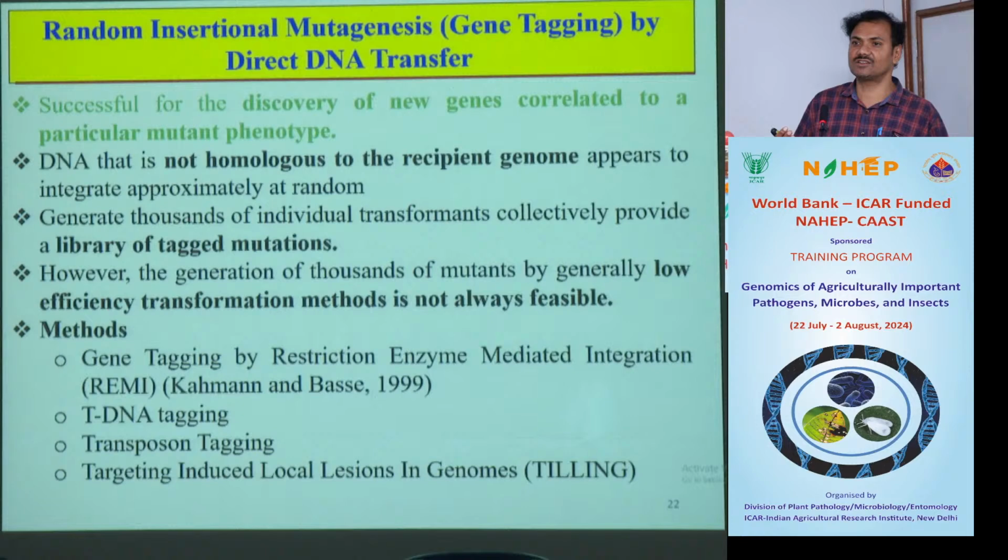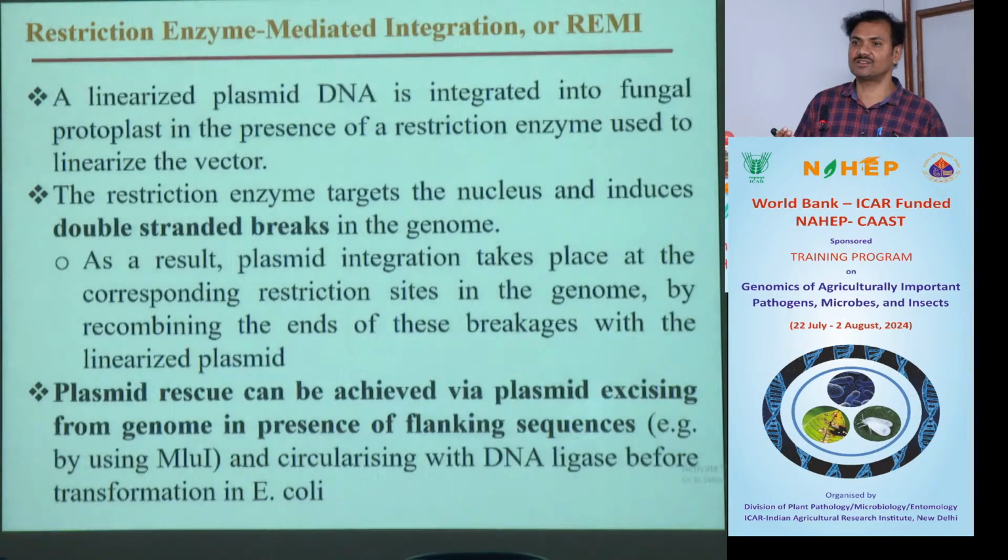As I mentioned here, there are various methods, like REMI. REMI is restriction enzyme mediated integration. Then DNA tagging, transposon tagging, and TILLING, which is targeting induced local lesions in genomes. All these methods are followed in plants except REMI. REMI is done exclusively for fungi, whereas the other random mutagenesis techniques, DNA tagging, transposon tagging, and TILLING, are very common. TILLING is very, very common among breeders, you know.